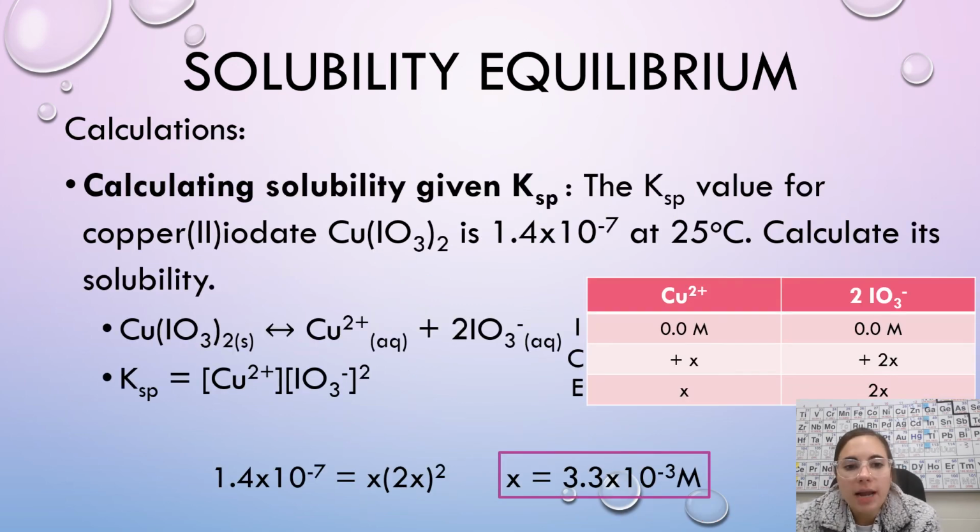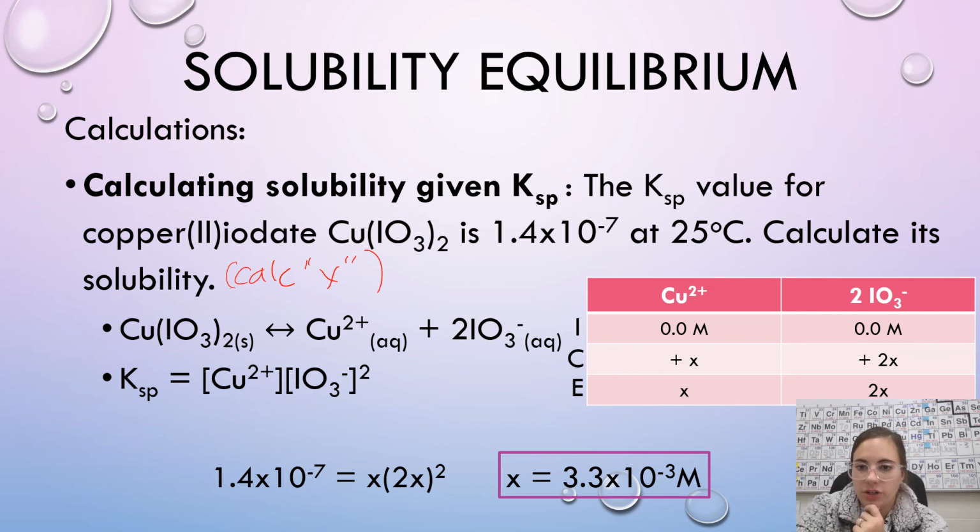All right, this type of problem, this time we're given Ksp and we have to calculate the molar solubility. It tells me that the Ksp for copper(II) iodate is 1.4 times 10 to the negative 7. Calculate its solubility. In other words, calculate x. So I have my equation here. K is equal to the concentration of copper times the concentration of iodate squared.